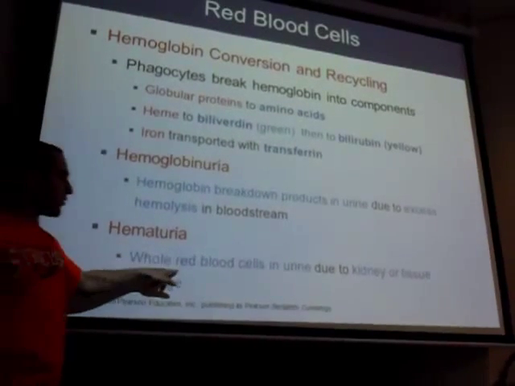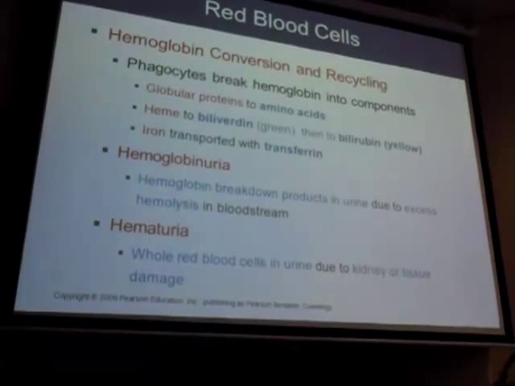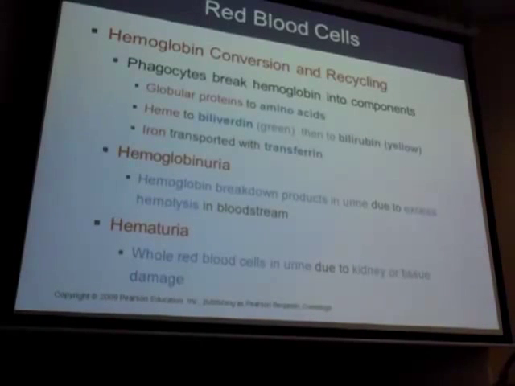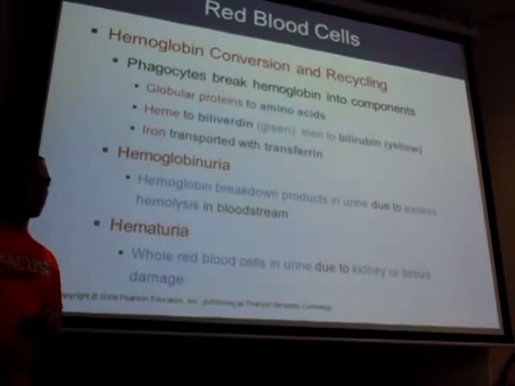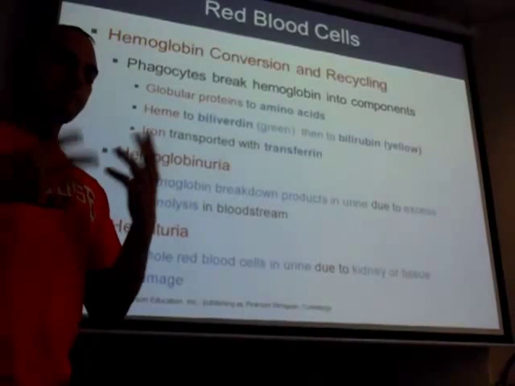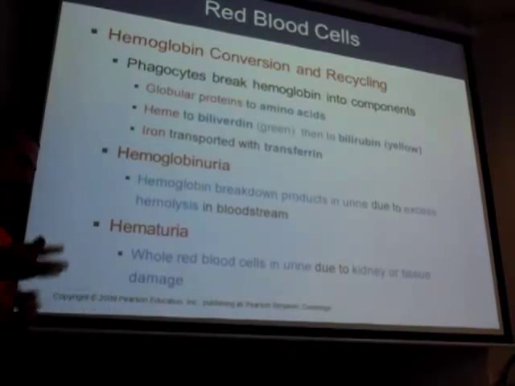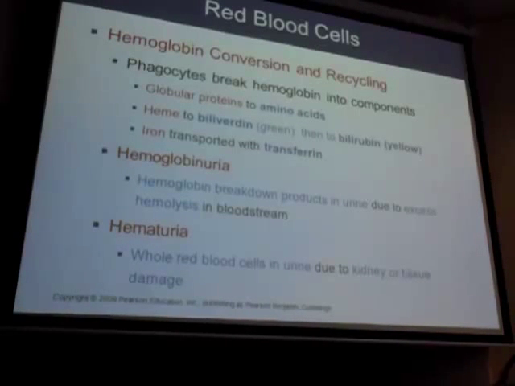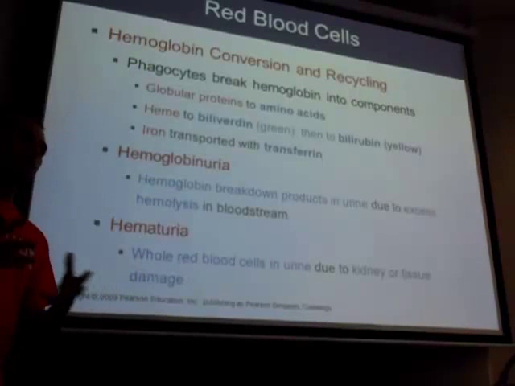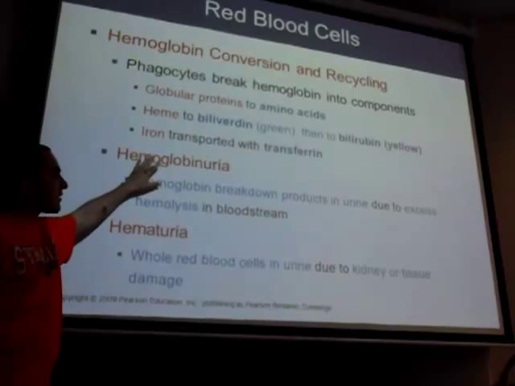Hematuria means you're finding the whole red blood cell in the urine. Which one of those conditions means you're finding something larger in the urine? Hematuria or hemoglobinuria? Hematuria. That means you're finding the whole red blood cell. Each red blood cell has a quarter billion, 250 million hemoglobin molecules inside of it. So 250 million times how many oxygens does each hold? Four, so a billion oxygen molecules per red blood cell. So regardless, these are smaller.